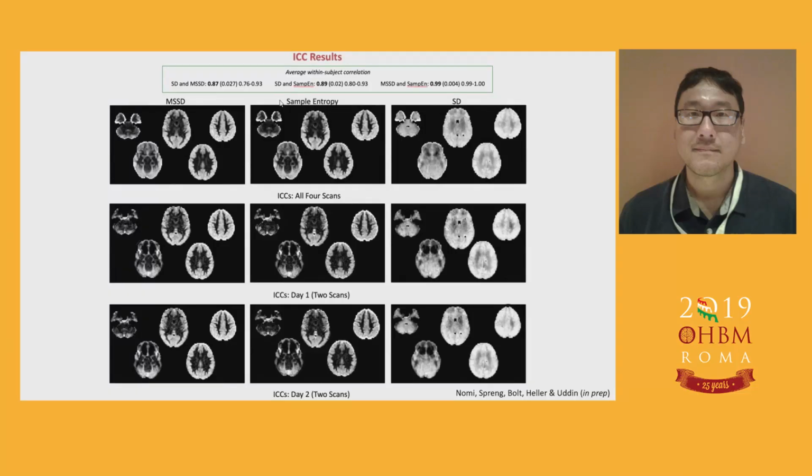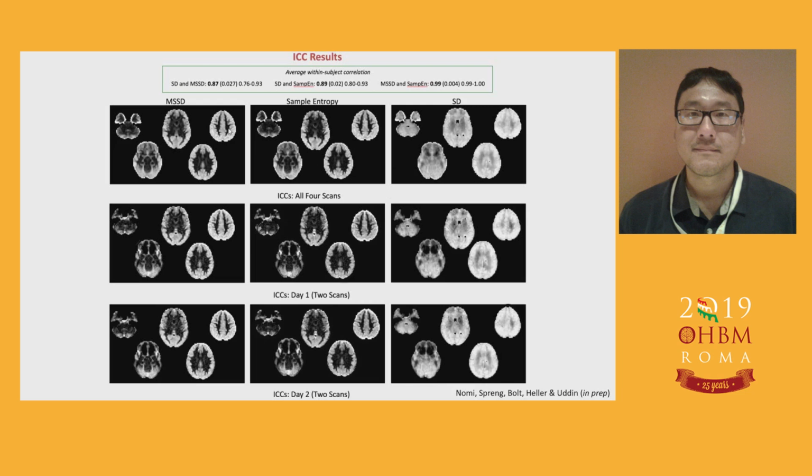So here are the test-retest reliability interclass correlations. The first row is all 4 scans, and the bottom 2 rows are the 2 scans on each day, and you can see that the results are essentially identical, whether we look at 4 scans or 2 scans. The important thing to note first off is that for all 3 measures, brighter intensities are higher interclass correlations. And all 3 measures have very strong or large ICCs in the gray matter, as you can see here. They were all essentially around 0.7 to 0.8, somewhere in that range.